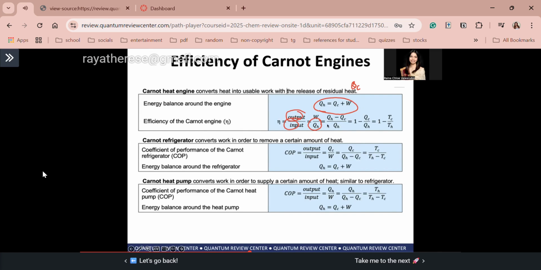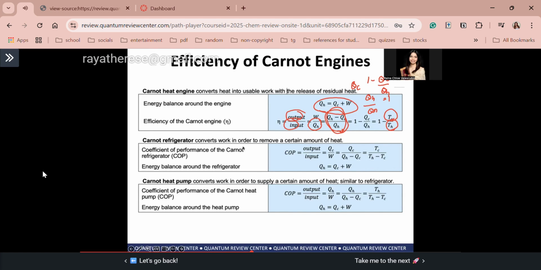And this is just equivalent to work is equal to QH minus QC. So this is based on this equation divided by QH. Okay? Pag aayusin natin ang equation na yan, we would simplify it to 1 minus QC over QH, di ba? Because QH over QH is just equal to 1. Okay? So 1 minus QC over QH. In relation to that, guys, the efficiency of the Carnot engine is therefore equal to 1 minus TC over TH.